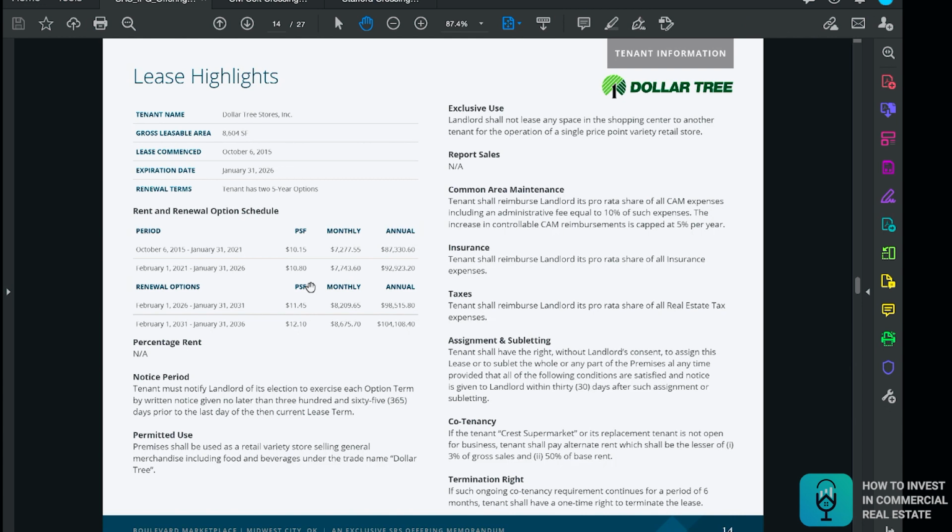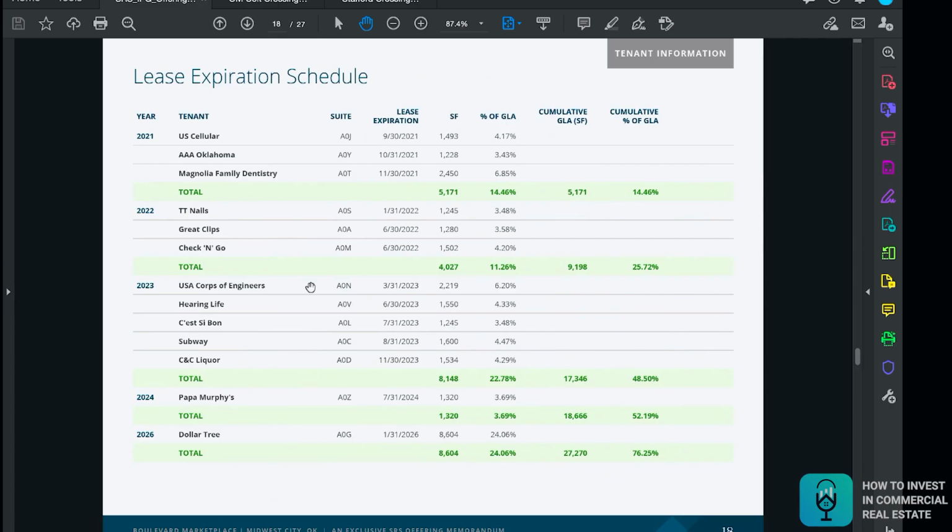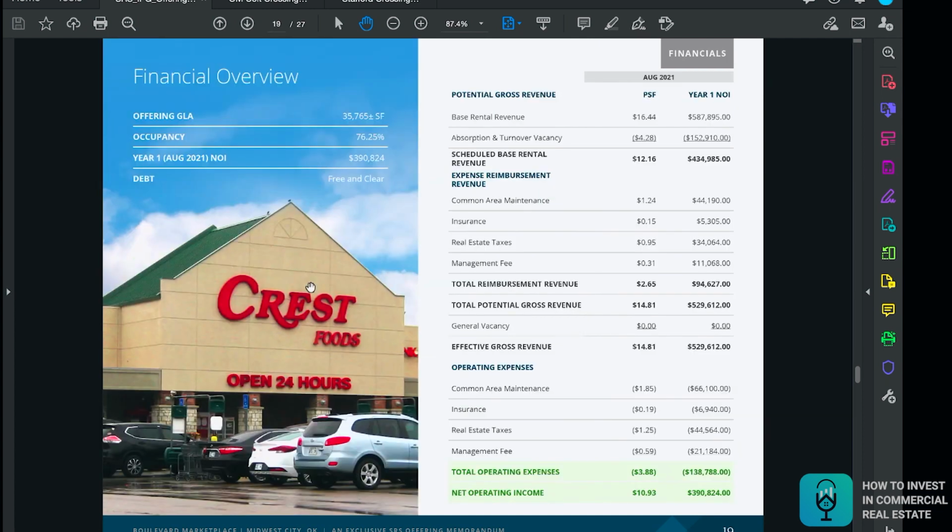Let's see. Lease highlights, $10. So the next thing I'm going to do is look at the rent roll, and I'm going to get through right here. So yeah, it doesn't have rent on it. Interesting. So that's what we get when we're doing it live. Let me see if they have another one. We're live.